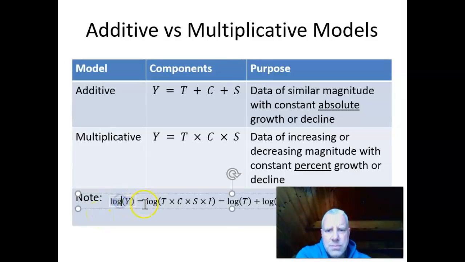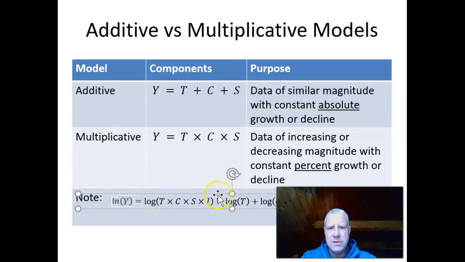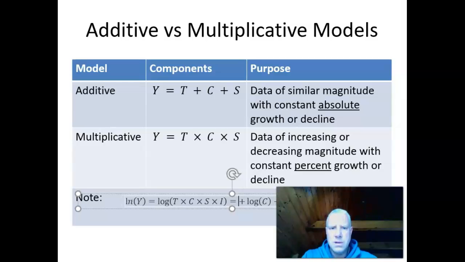Okay, that applies to logs in general, but this is the way that we operationalize these models. This is with natural logs, and this is going to be the exponential model.